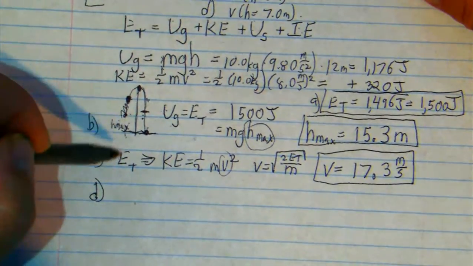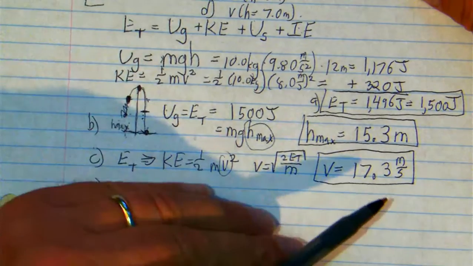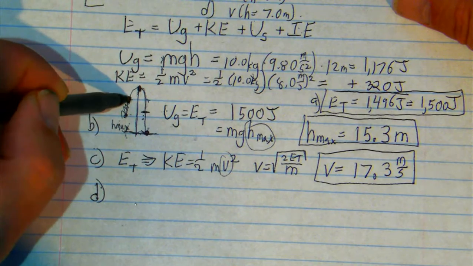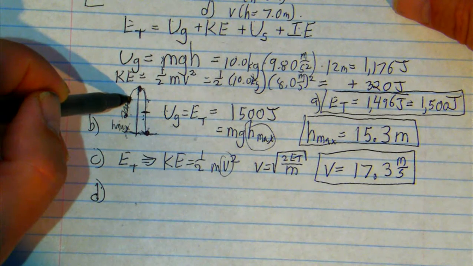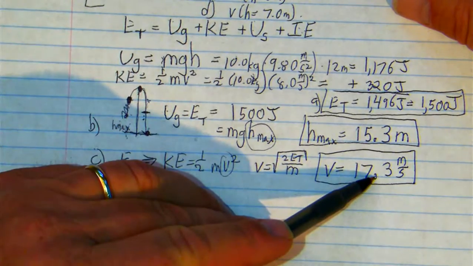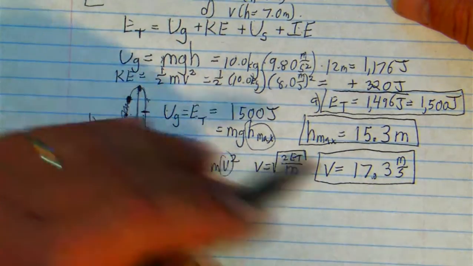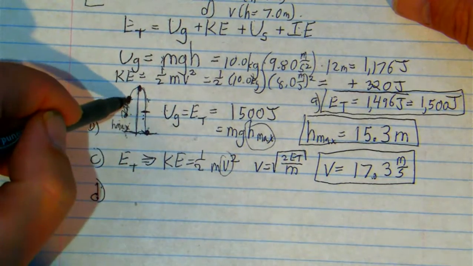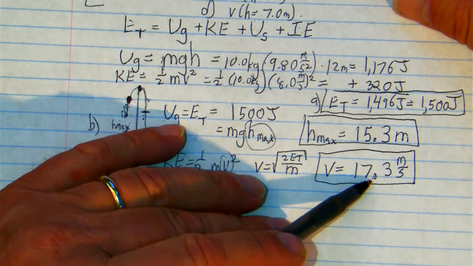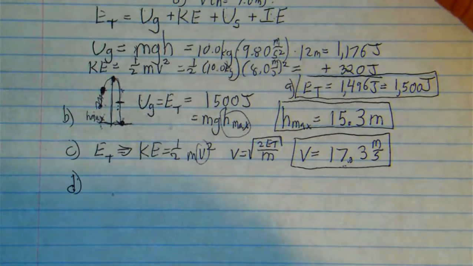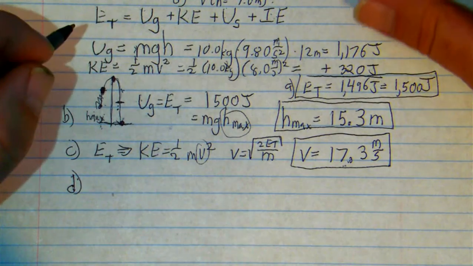So we expect an answer to part D to be between the speed of 8 meters per second when it was at 12 meters and a speed of 17 meters per second when it hit the ground. If we get an answer slower than 8 or faster than 17.3, we've made a math mistake. So you should have those thoughts running through your head as you work on these problems.